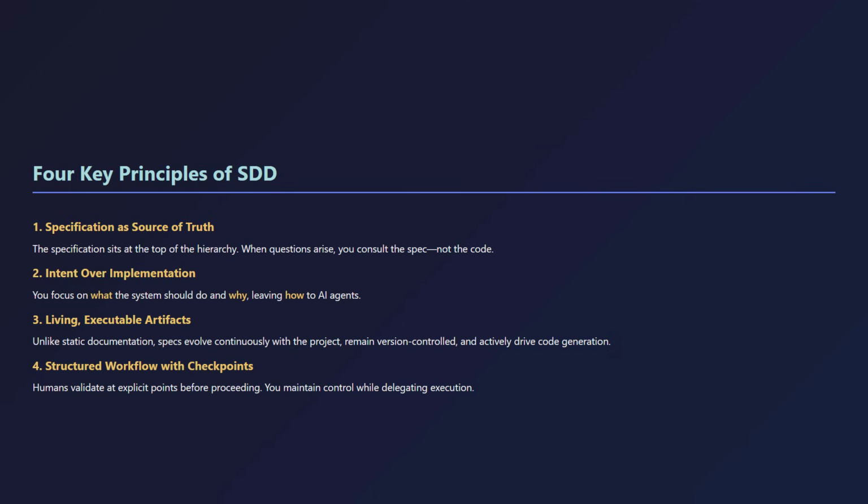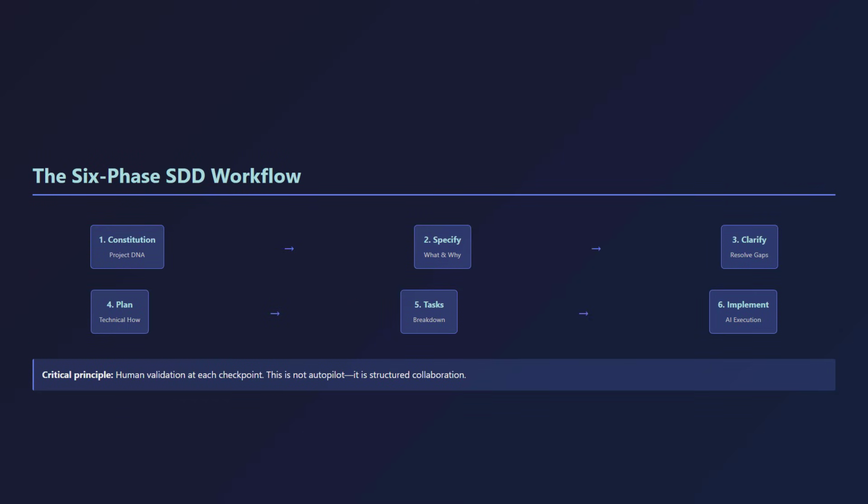Fourth, structured workflow with checkpoints. Humans validate at explicit points before proceeding to the next phase. You maintain control and oversight while delegating the mechanical work of implementation. SDD follows a structured 6-phase workflow. Let me give you the overview and then we will dive deeper into a few phases.